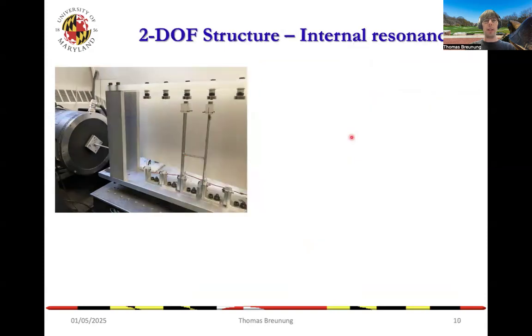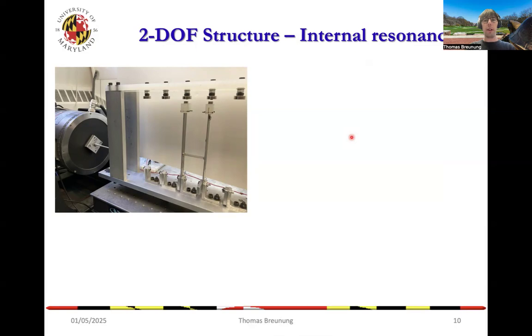Additionally, we have looked at internal resonances. Internal resonances serve as a benchmark for many nonlinear vibration problems because they're inherently tricky to observe experimentally, to study analytically, and also numerically. Nevertheless, due to symmetries in structures, those internal resonances often arise.